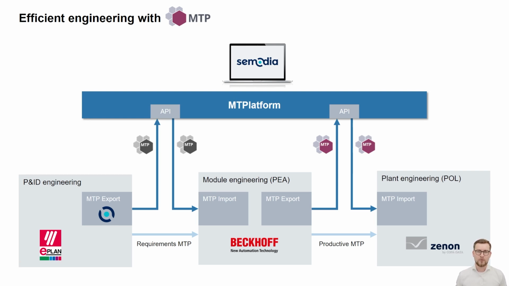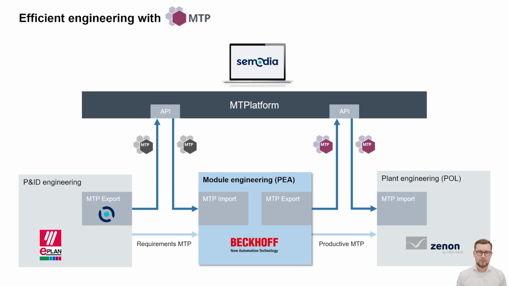On the MT platform, you can have a view of this MTP file, for example, of the HMI. Afterwards, when you go into module engineering, here with Beckhoff TwinCAT, you can directly download the file via the same API from the platform into the module engineering. In Beckhoff, you can enrich the MTP file with the whole communication aspect and further control logic.